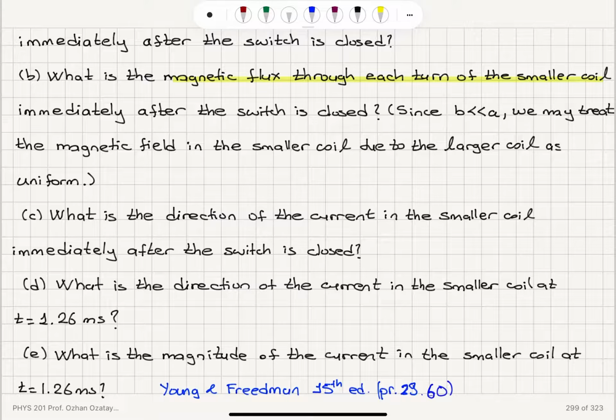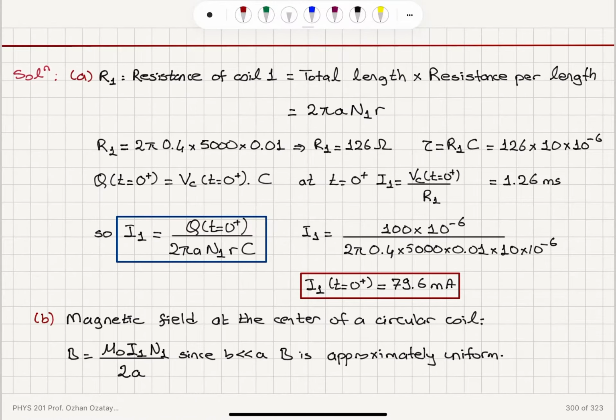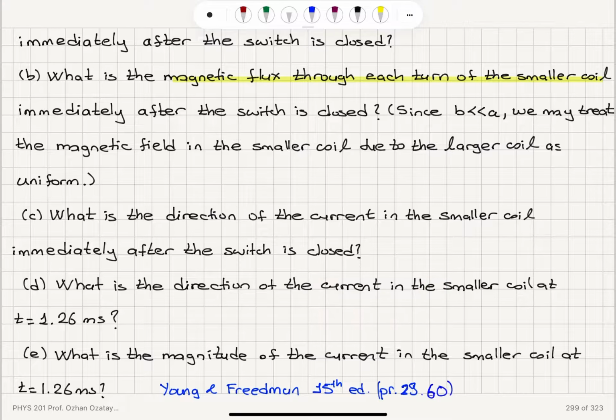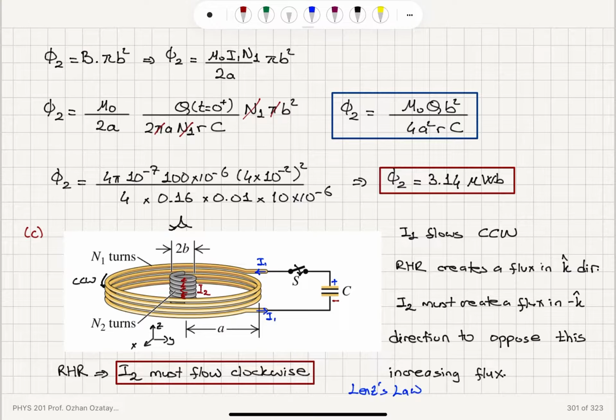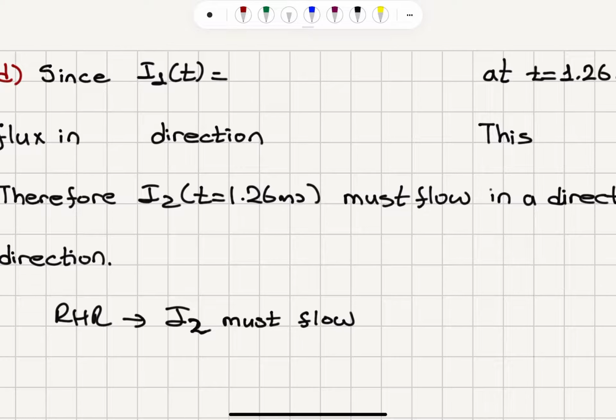Now, looking at part D, what is the direction of the current in the smaller coil at t is equal to 1.26 milliseconds? Now remember that in part A we calculated the time constant R1 times C. It is 1.26 milliseconds. Therefore, this is asking us to find the direction of the current in the smaller coil at one time constant. Okay, now we know that this is a discharging capacitor, and in this discharge, the current in the larger coil will decrease exponentially in time.